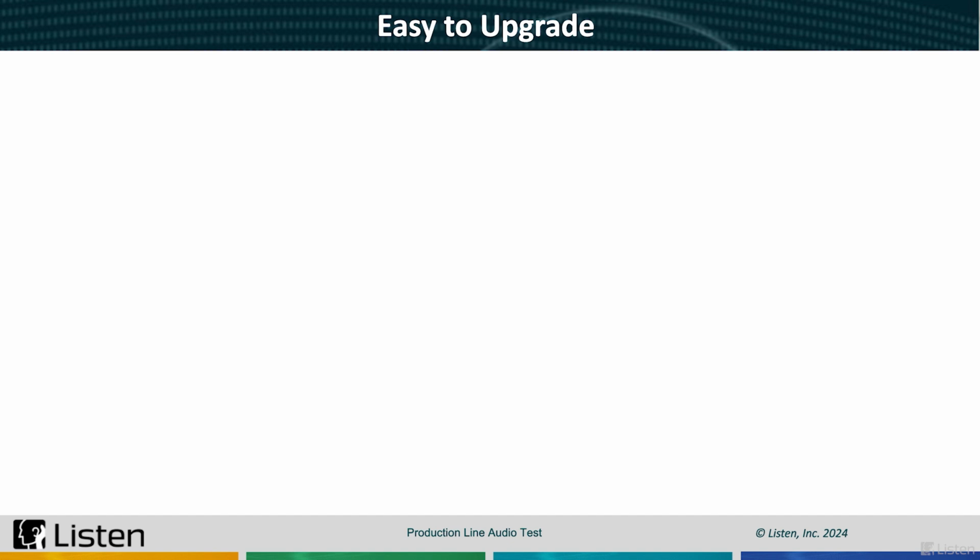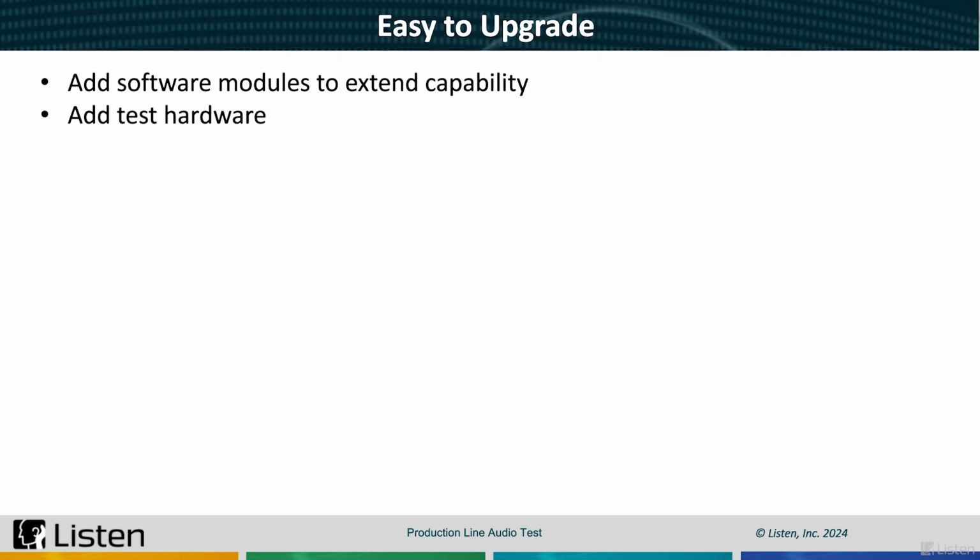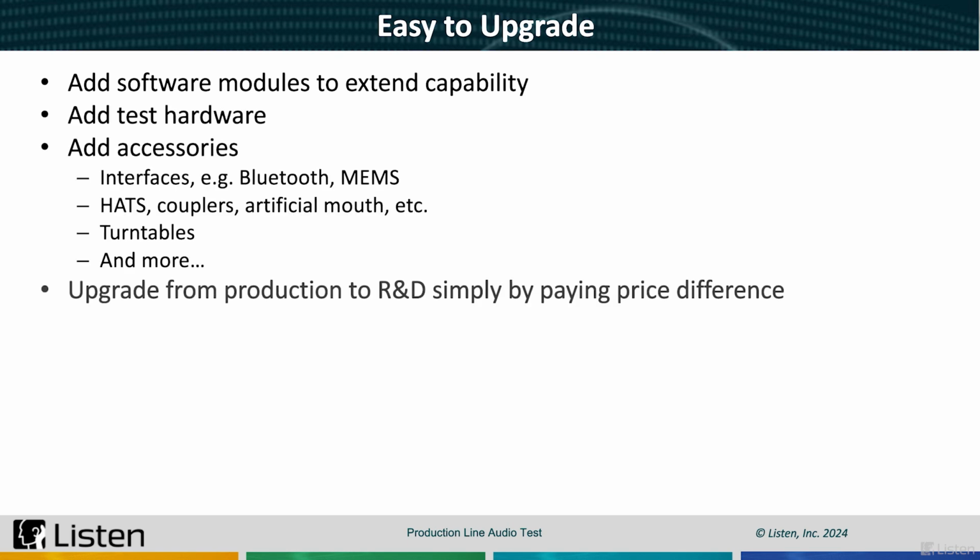Of course, whether it's an R&D system or a production system, if your needs change, it's easy to add additional capability, whether that is software functionality or, for example, a new interface. You can even upgrade from a production system to an R&D system simply by paying the cost difference. This means that with minimal configuration changes, you can test raw drivers, speaker systems, smart devices, soundbars, headphones, hearing aids, automotive audio, and more across production and development, all using the same test platform.